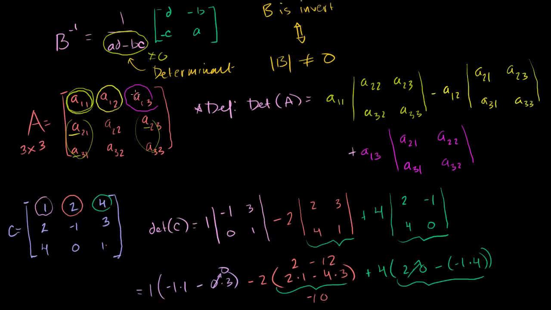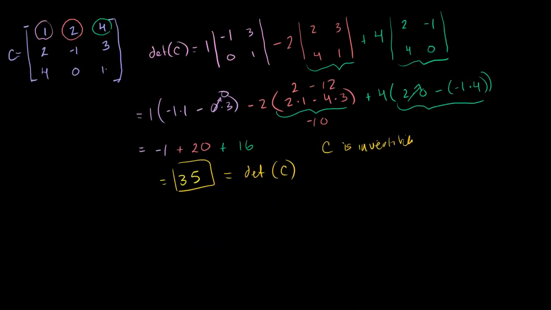Then finally, you switch signs again. So plus this guy times the determinant of the 2 by 2 matrix if you get rid of this row and this column. So it's this thing right here, which was this matrix. Now let's see if we can extend this to a general n by n matrix.